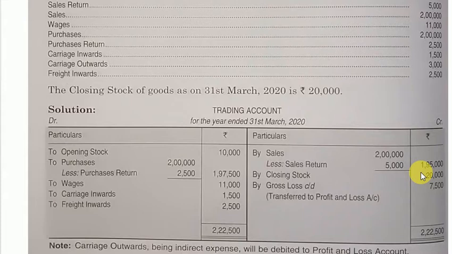And your credit side is less than the debit side. Here we'll get the amount of 2 lakhs 15,000: 1,95,000 plus 20,000, that is 2,15,000. So the balancing figure will be transferred to the credit side of trading account by an entry of by gross loss, that is 7,500, and this gross loss is transferred to your statement of profit and loss account. That means we'll transfer this gross loss to profit and loss account. I hope you all have understood this illustration and it is clear to you all.